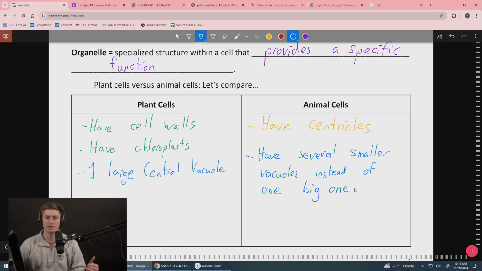I think actually for this video, this is where we're going to take a pause. This video covered the labeling of a plant cell, the labeling of an animal cell, and what these organelles look like, and then the key differences between the two. The next lesson, we're going to explore the actual functions of each of these organelles, but I'm going to stop the video now and catch you in the next one.